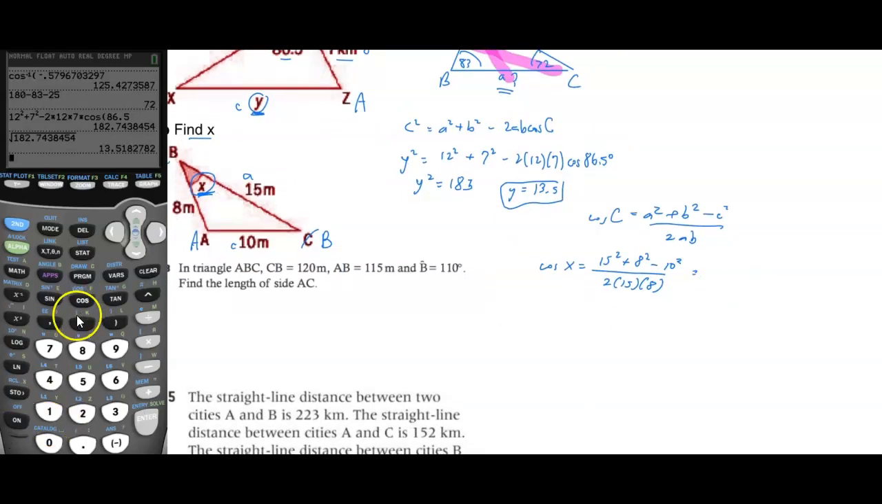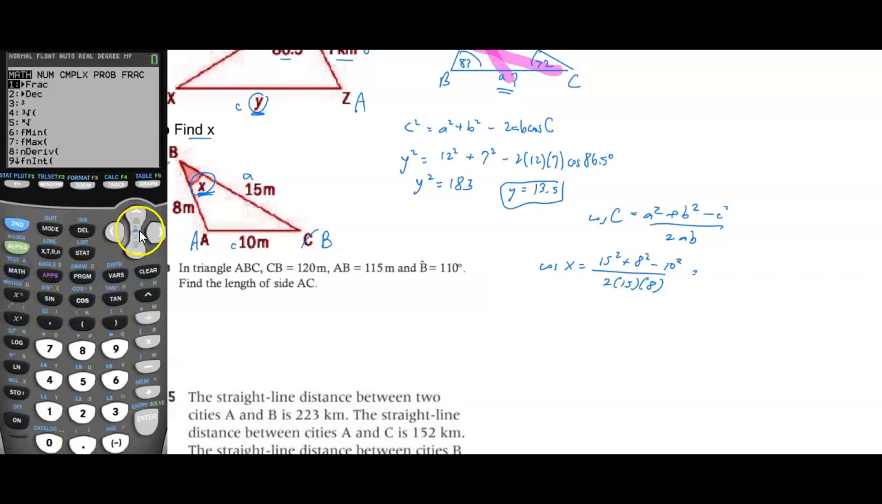Remember, let's use vertical fraction so that we don't have to put parentheses around the top and the bottom. So this will be 15 squared plus 8 squared, which is 64, minus 10 squared, which is 100. And then in the bottom, we're going to put 2 times 15 times 8, which is actually 30 times 8. Just saving time by doing some of the calculations in my head. 63 divided by 80. Let me write that down.